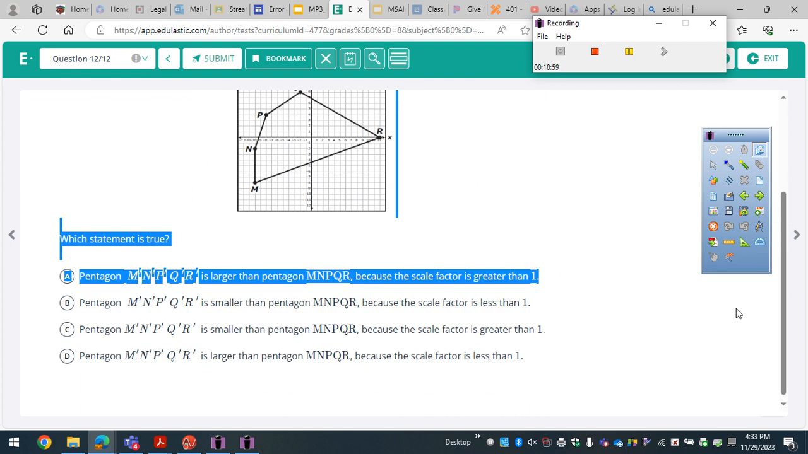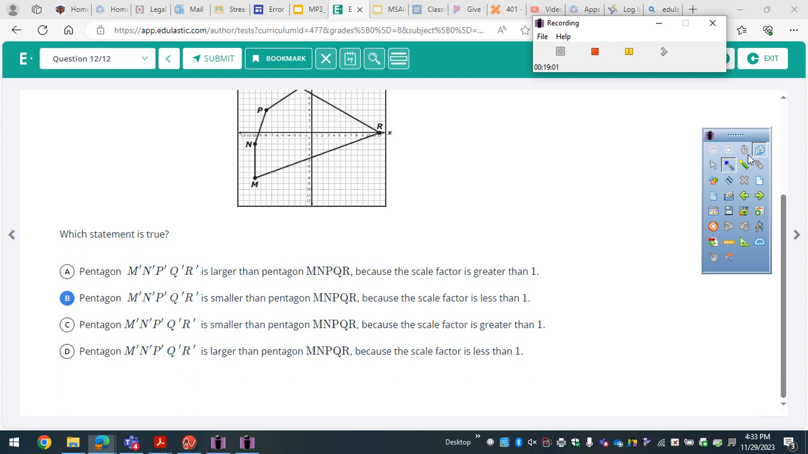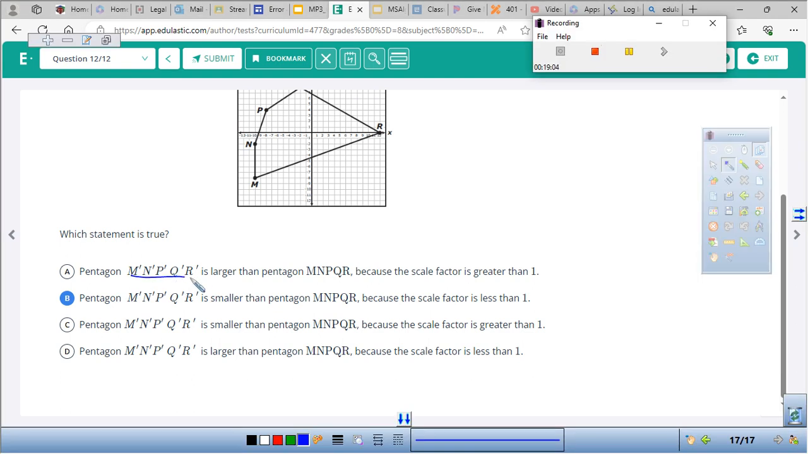Okay, let's see what happens here. Oh, same idea. So the new one would definitely not be larger, because remember the scale factor is 1/4, and a scale factor less than 1 would make it what? Not greater. The scale factor is less than 1. Okay, the pentagon, the new one, is smaller than the original one because the scale factor is less than 1. Perfect. And that's it. That's pretty easy.